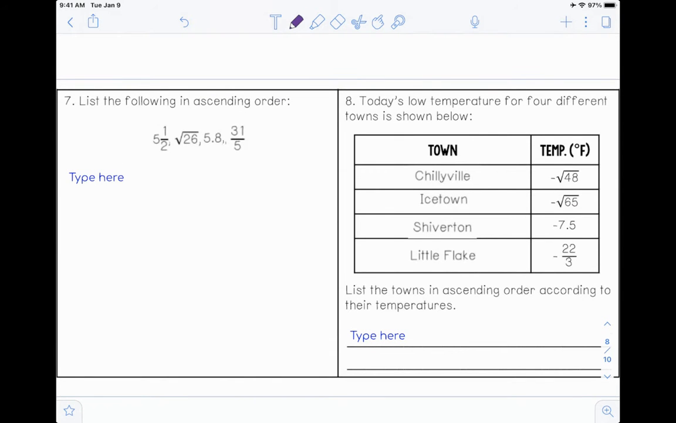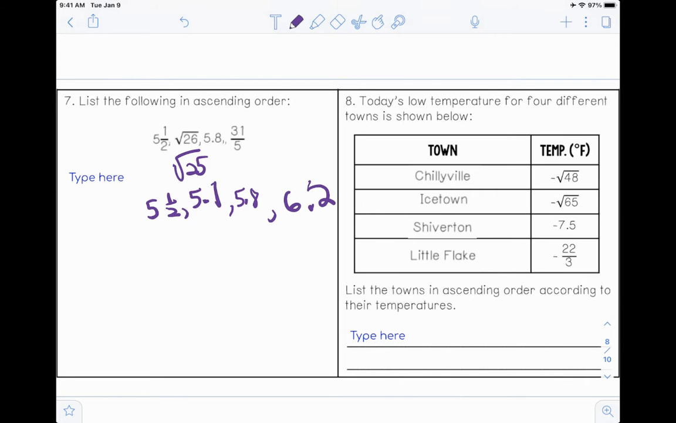All right, again, I'm going to look at these mixed numbers to list them in ascending order, which means increasing. So 5.5 is 5 and 1/2 as a ratio. I'm going to look at the square root of 26, which is pretty close to the square root of 25. So I'm going to say a little bit bigger than 5. And then we have 5 and 8/10. And if I want to write 31/5 as a mixed number, I know that 5 goes into 31 6 times, and there's 1/5 or 2/10 left over.